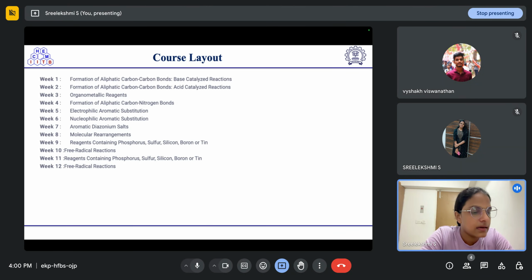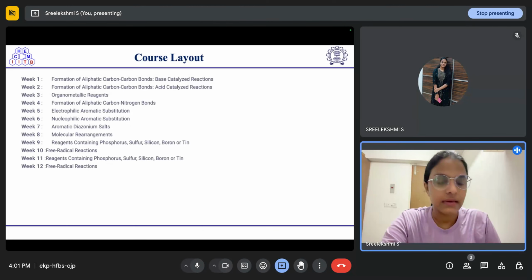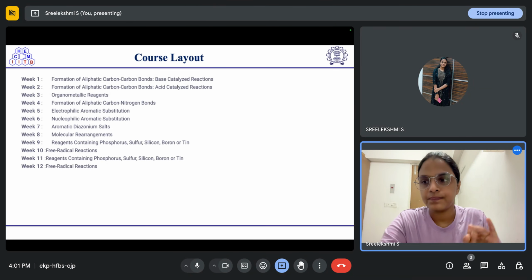So, in this week 5 lecture contents, we have seen the reactions of some other organometallic reagents other than organomagnesium and organolithium. That was organocopper, organozinc, organomercury reagents. And also, we have seen some reactions involving the formation of aliphatic carbon nitrogen bonds. So, first, we will see an overall outlook of what we have seen in the organometallic reagents topics, that is organocopper, organozinc, and organomercury reagents.